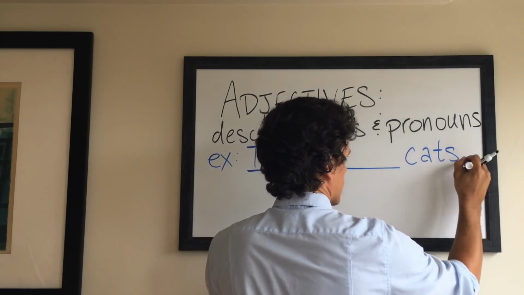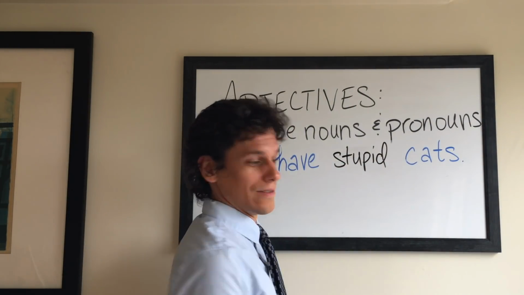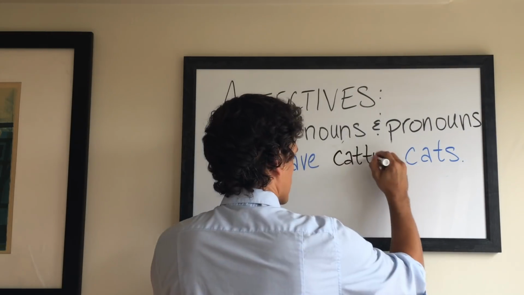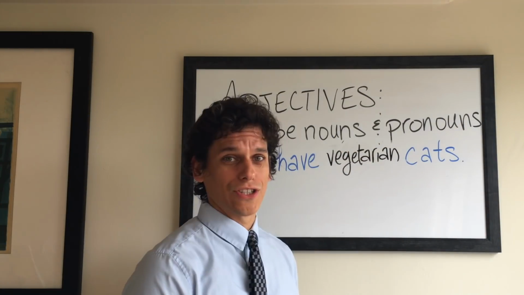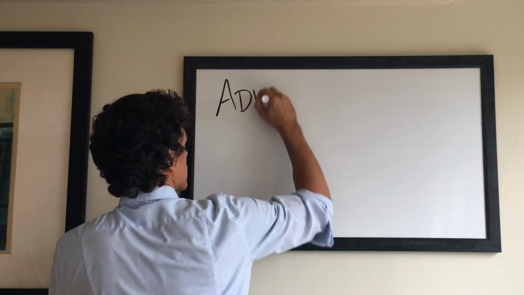So let's give an example. So here we go. I have adjective, adjective, adjective, adjective, adjective, adjective, adjective. Also not true. Number 5, adverbs. Adverbs are words that describe verbs, adjectives, or, you got it, other adverbs.